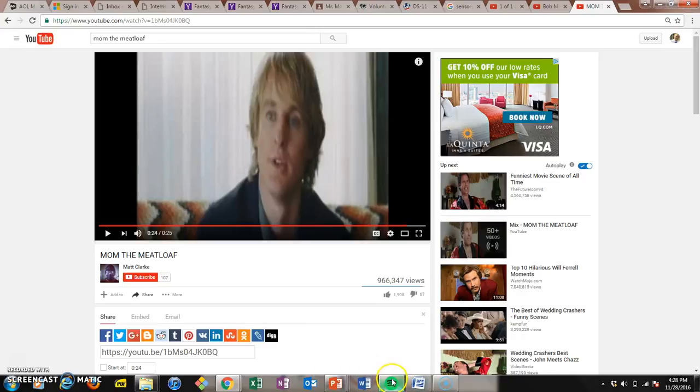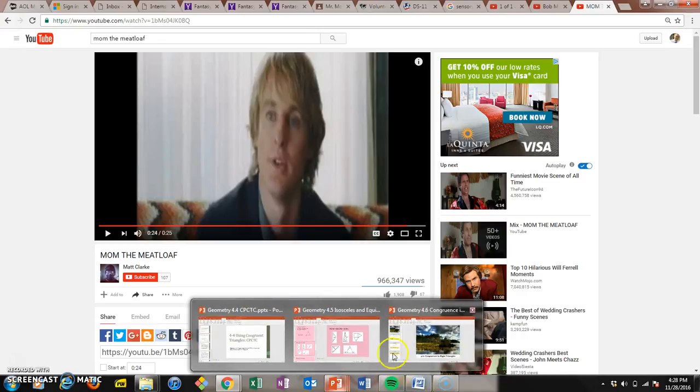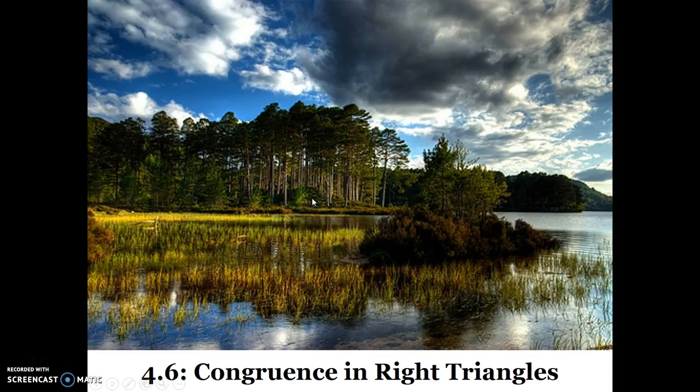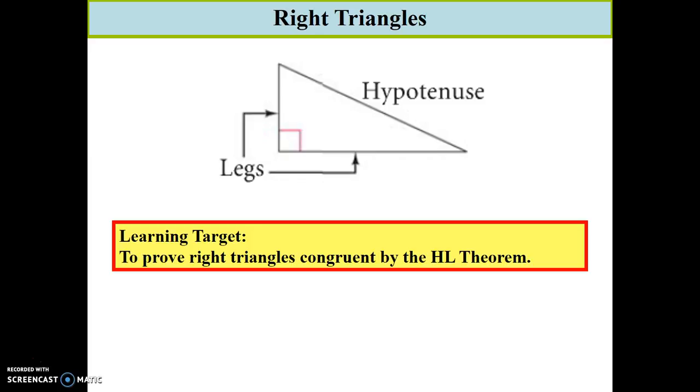Always great to start off with the Will Ferrell scene for geometry class. But anyway, we're on 4-6, congruence in right triangles.